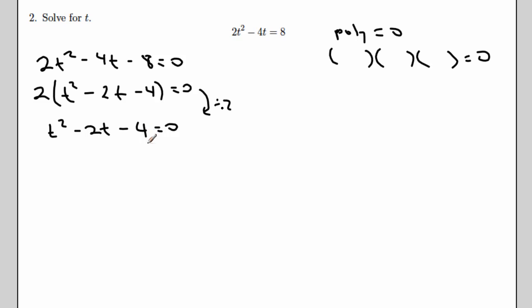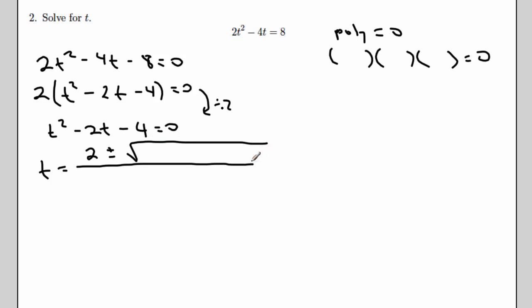As we said, this does not factor, and so now I'll just use the quadratic formula. The quadratic formula says that t is the opposite of b, so that would be the opposite of negative 2, which is 2, plus or minus, and then under the square root sign, we'll have b squared, so negative 2 squared, minus 4ac. So for the a here, the coefficient of the t squared term is just 1. We don't write that down in the polynomial typically, but it is 1. And then c is negative 4.